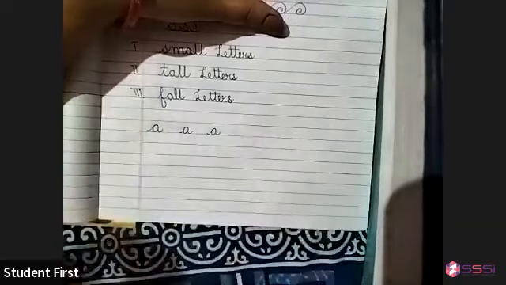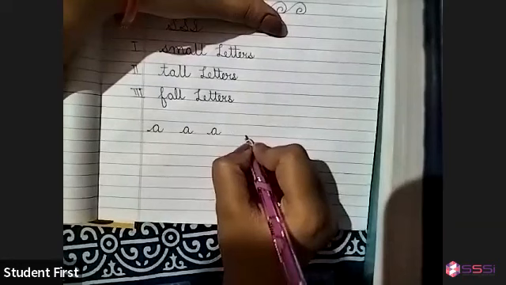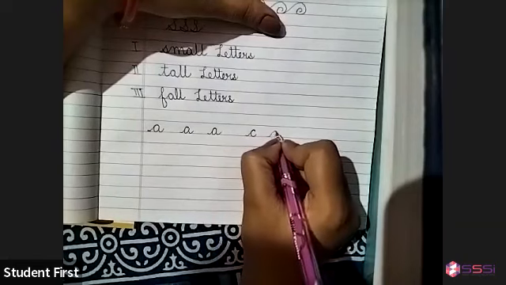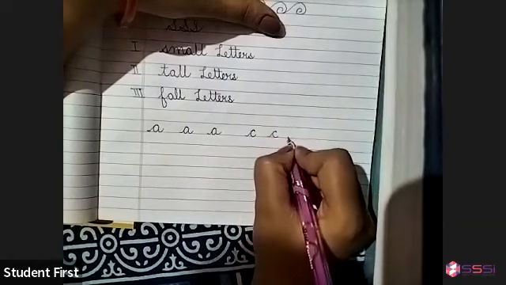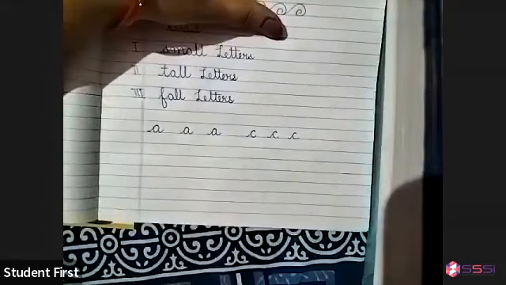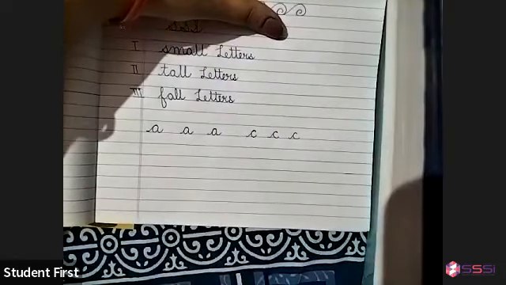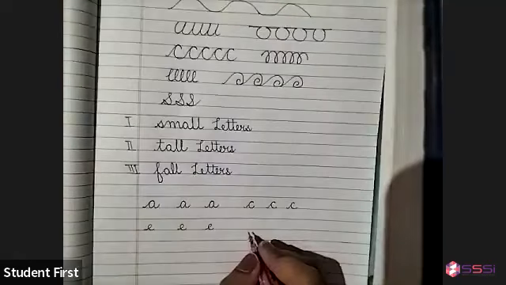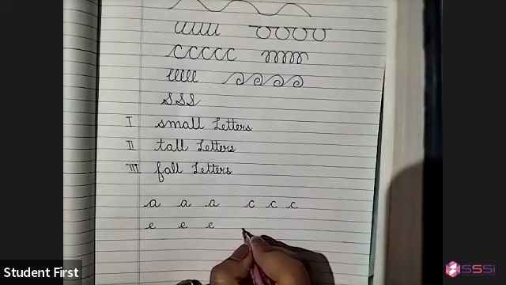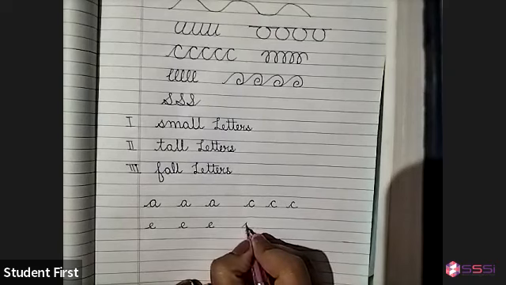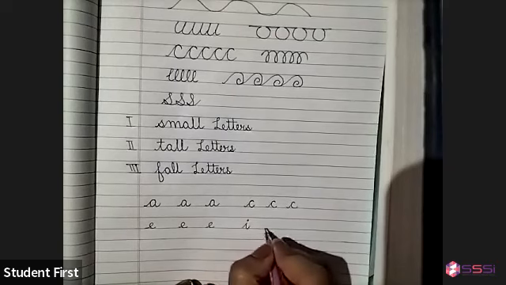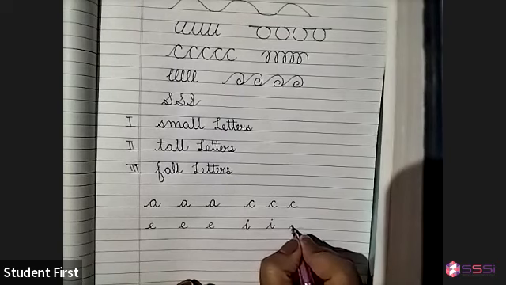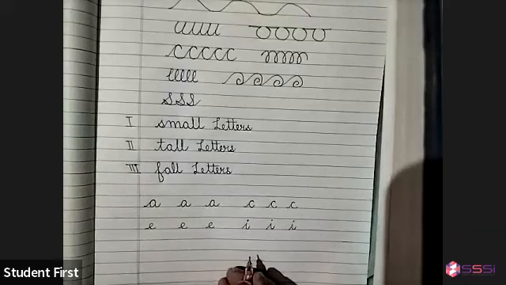Okay. So next comes the letter C. Small curve. Then we'll make the letter I. We'll create a bit of slant, then come down, then a curve. So this way we'll make I.